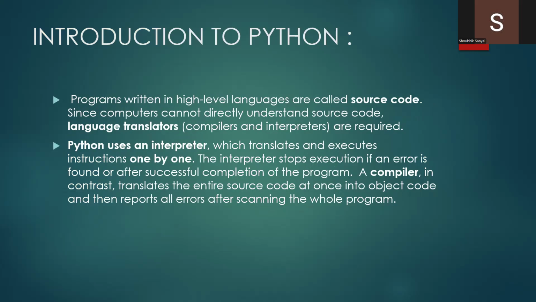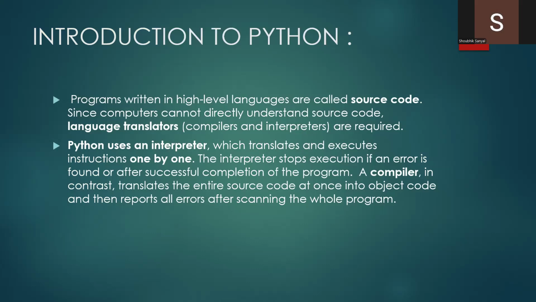And since computers cannot directly understand the source code, it requires a language translator, sometimes compilers and sometimes interpreters. Python, which we will learn here, uses an interpreter. What it actually does is translate and execute the instructions one by one. The interpreter stops execution if an error is found or after successful completion of the program.